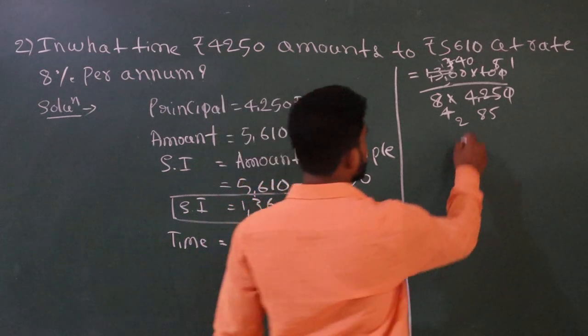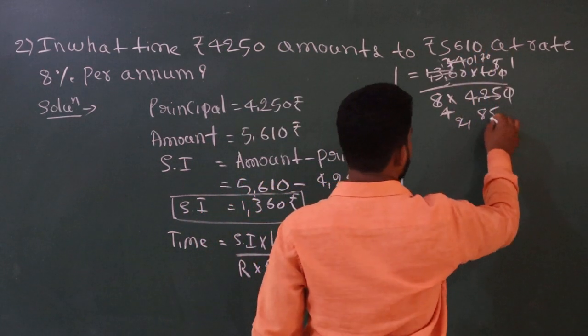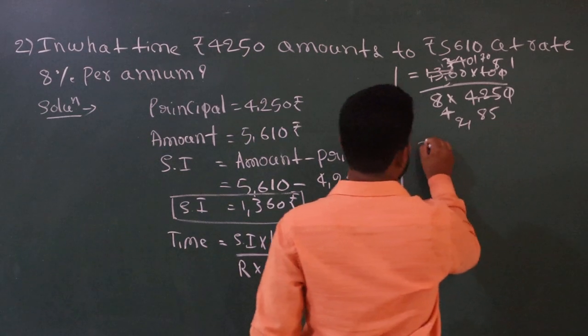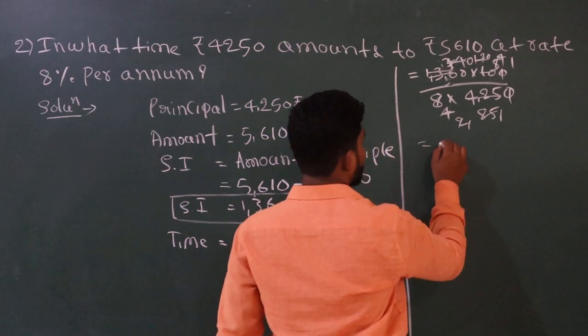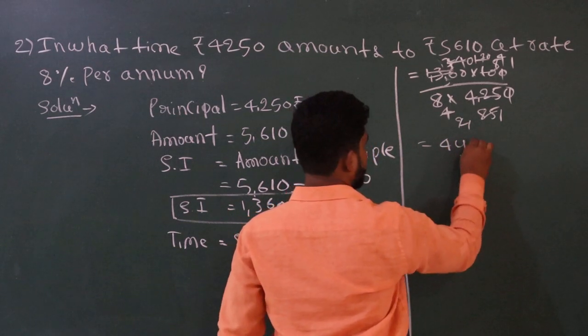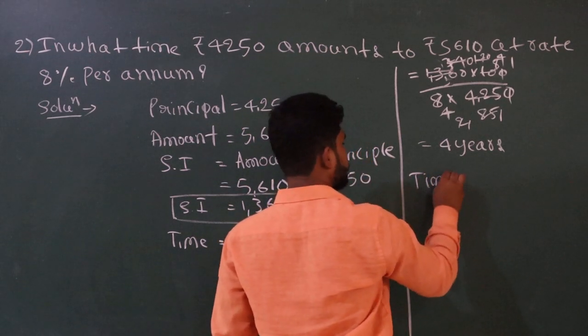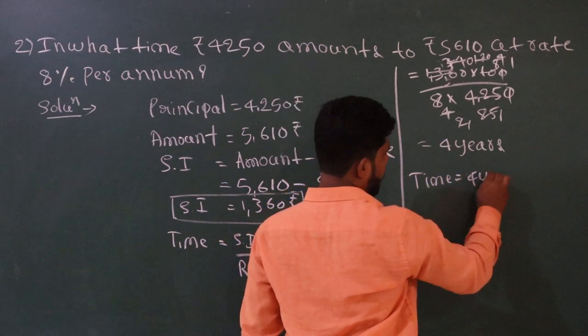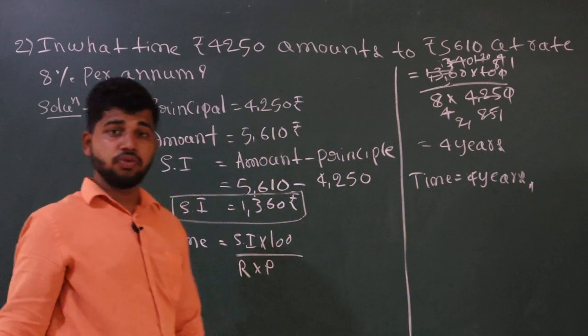Again 2 ones are 2, 2 sevens are 14. You will get again 81, 84, then you will get the 4 years. Time is equal to 4 years.